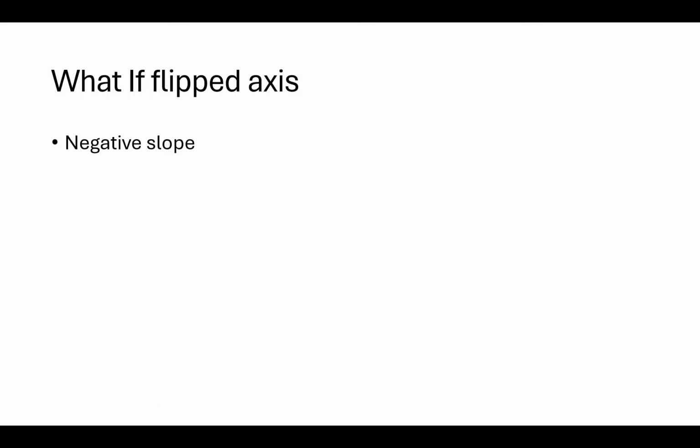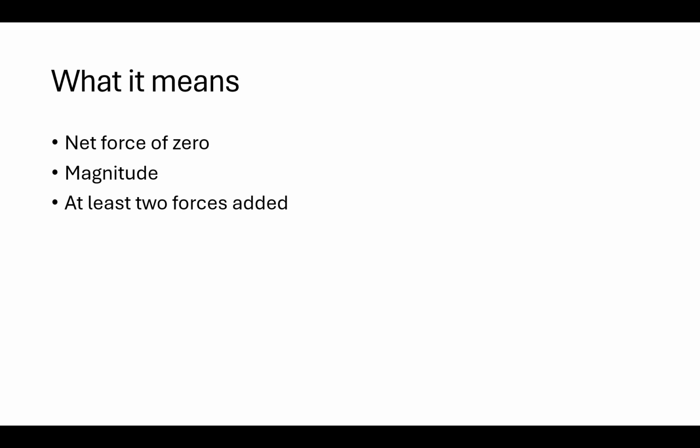What if we flip the axis? Well, the only thing that would happen is we would get a negative slope. And what does it mean? In our computational model, the net force was set to 0 because the ball moved with close to constant velocity.